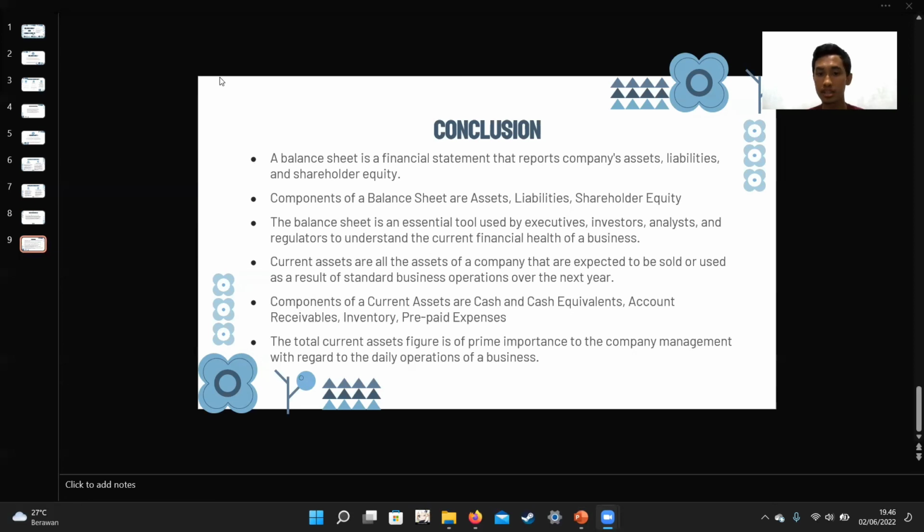Components of current assets are cash and cash equivalents, accounts receivable, inventory, and prepaid expenses. The total current assets figure is of prime importance to the company management with regard to daily operations of a business.